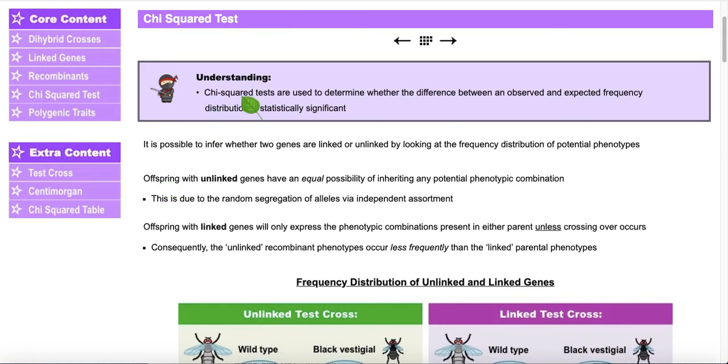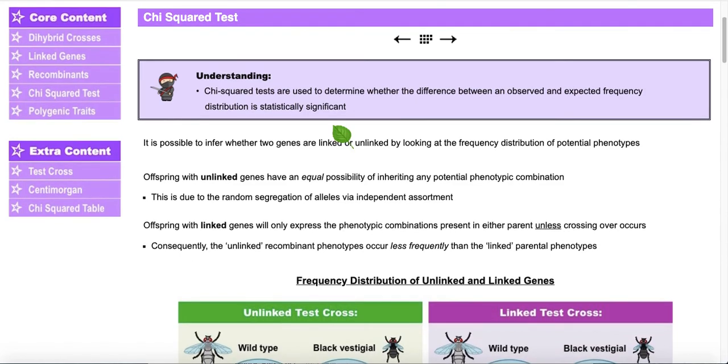So you might have done some chi-square analysis when you conducted your science fair experiment. Remember that this is a statistical test that is done to determine if you find any difference between what you observed and an expected frequency distribution.